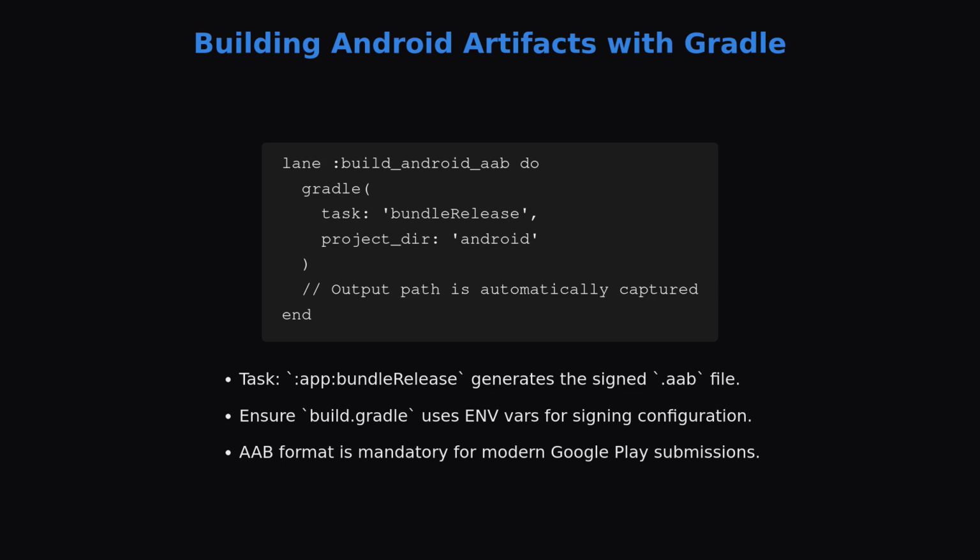The Gradle action successfully outputs the path to the signed .aab file. This signed artifact is mandatory for all modern Google Play submissions. Always confirm that the build process successfully applies the release signing configuration before proceeding to deployment.